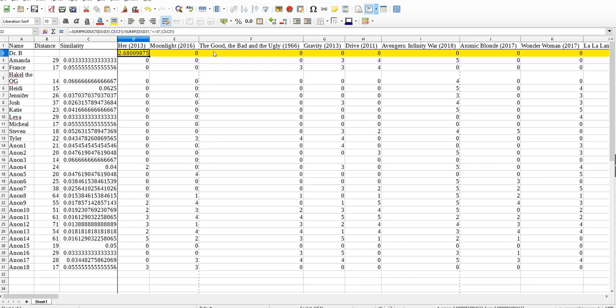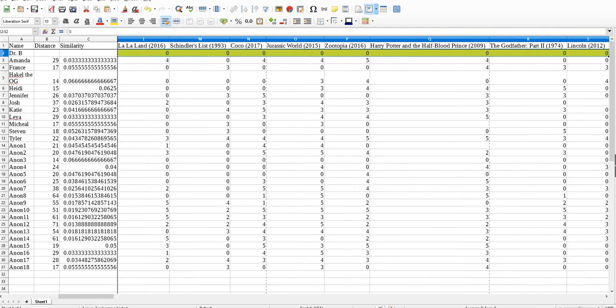Well, now I'm ready to do that same prediction for every movie I haven't seen on this list. I need to fix the columns for the similarities because they're always in column C. And once I've fixed that, I will be able to copy and paste for all of the films.